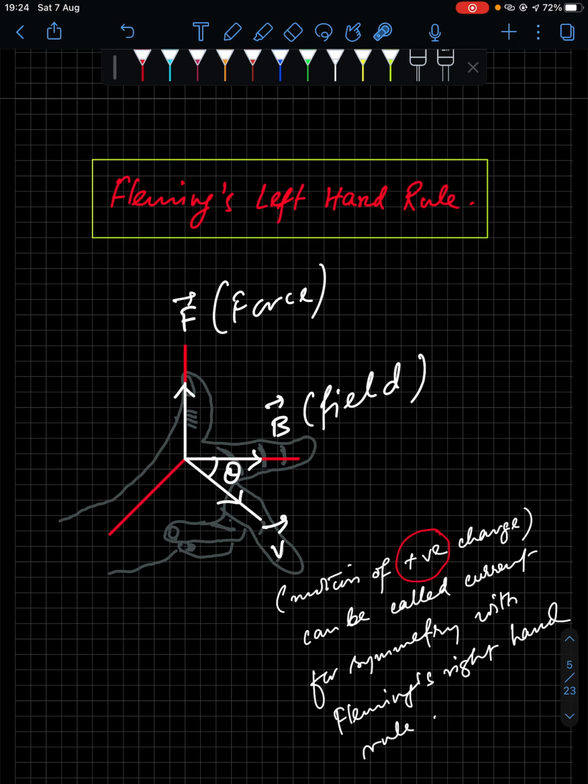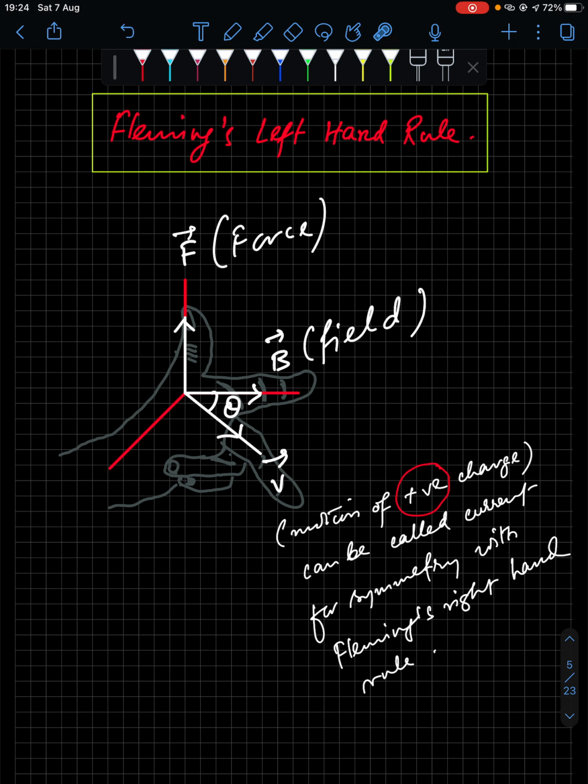Okay. So the next topic is Fleming's left hand rule. Now previously we talked about the right hand thumb rule, right? Now we have Fleming's left hand rule. In the next chapter you'll have Fleming's right hand rule. So they have different utilities.